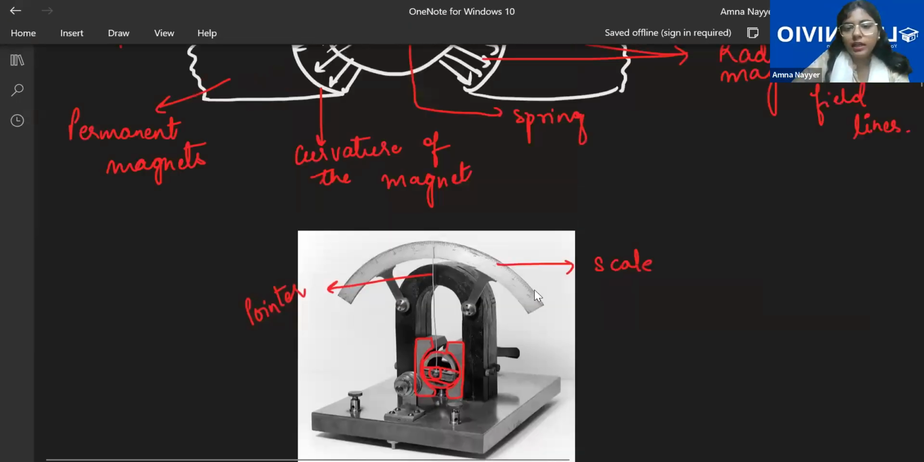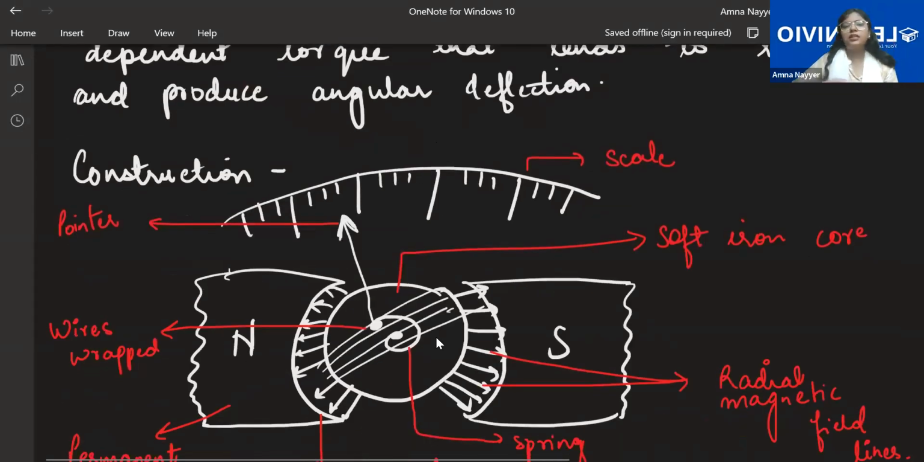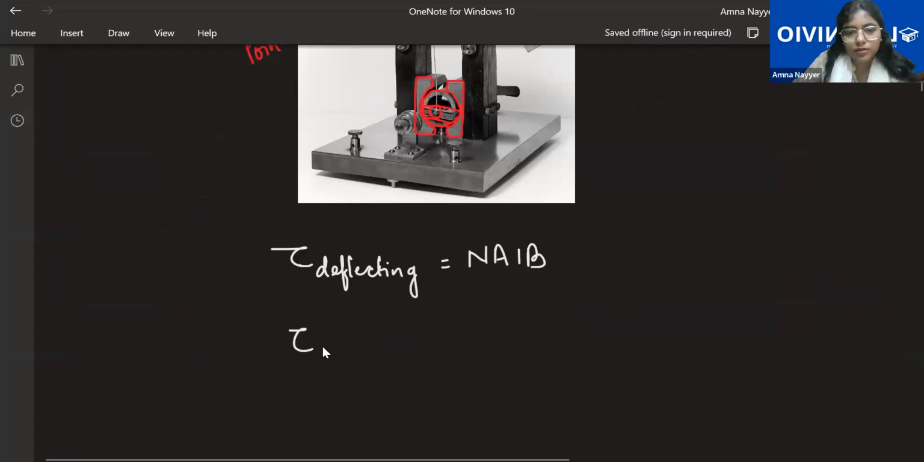Now look, there will be a restoring torque acting upon. Whenever you have the SHM or you have any angular deflection, if there isn't any restoring torque, then this pointer will always remain in this position, right? The pointer will continue to remain like this only. But if we have the restoring torque, then the pointer will come back to its mean position. So there is always a restoring torque that is acting. So this is the restoring torque.